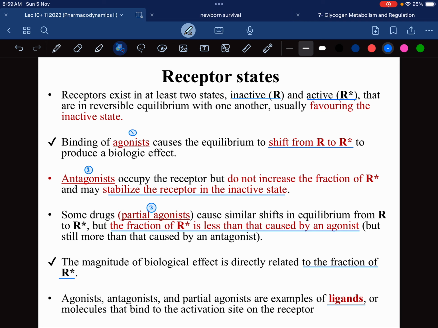In drug discovery, when they begin to discover a certain drug, they call these compounds ligands. Any compound that can bind to a certain receptor, we call it a ligand, regardless of their effect. Maybe an agonist to produce the activity, a partial agonist to produce less than the full activity, or an antagonist without any activity, all of them we call ligands that bind to the activation site of the receptor.